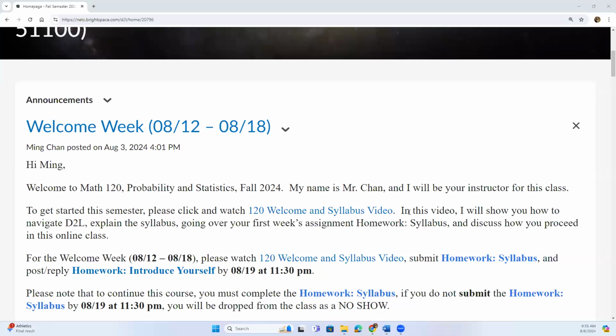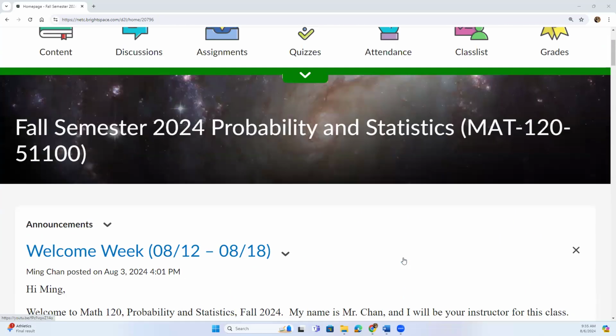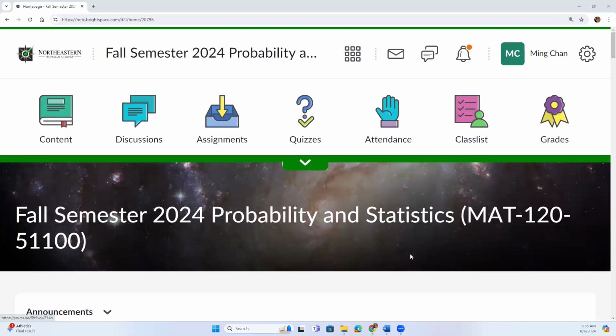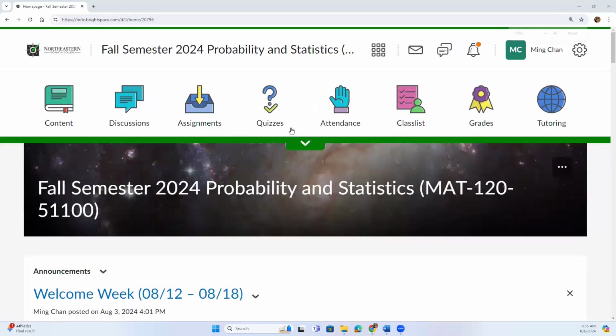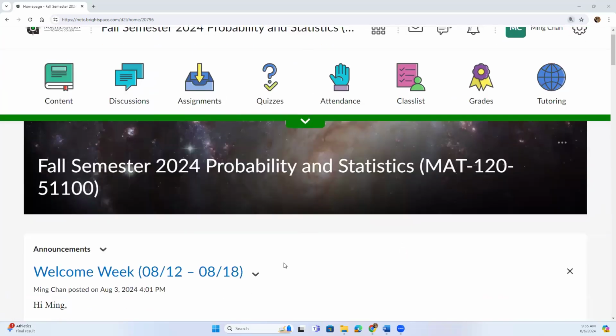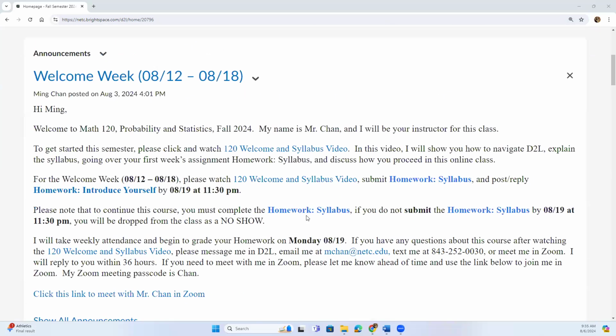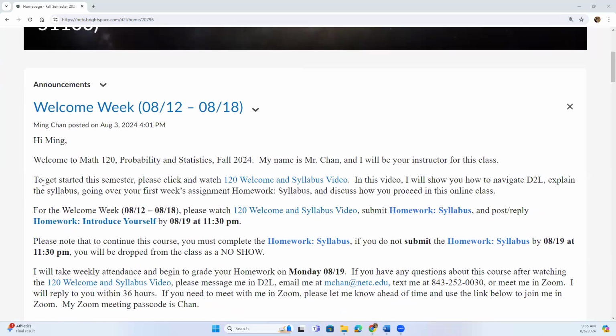All right. So, very basic navigation: when you log into D2L, the very first page that you see is our announcement page. There is one announcement every week telling you what topic we will go over, what homework assignments are due, and the due date itself.